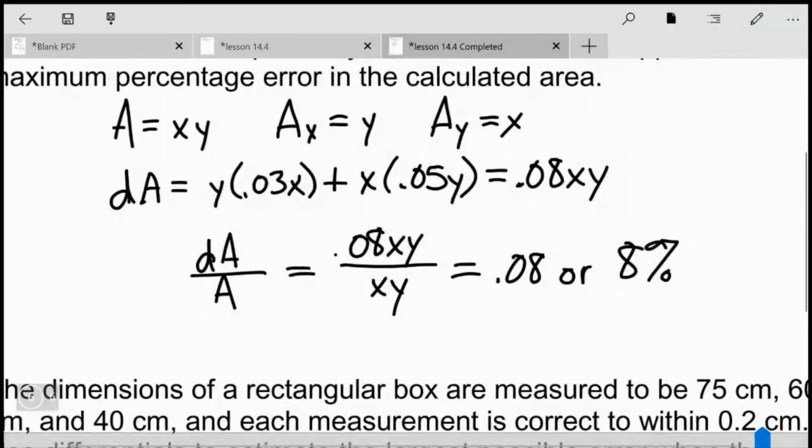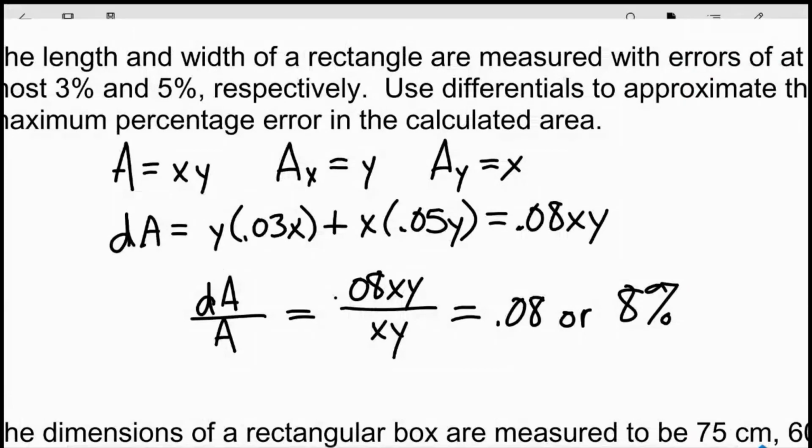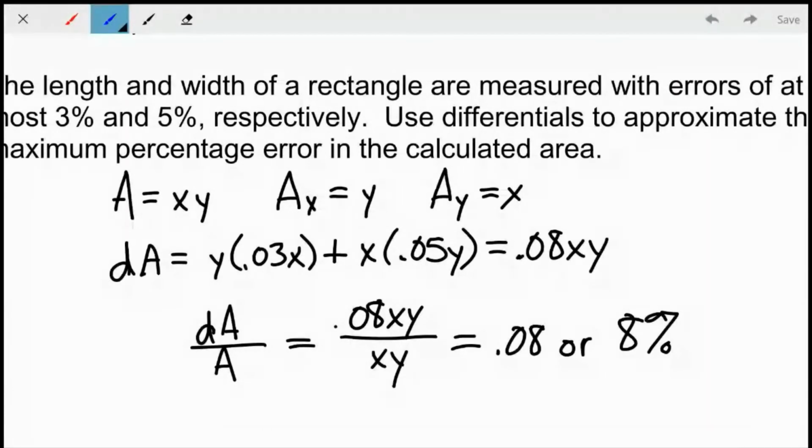Okay, so here's what you should have come up with. We've got our x partial and y partial. We've got our differential dA. And so you can see I did my x partial times dx plus y partial times dy. And it ended up simplifying down into this equation that I have here. And this equation is 0.08xy. Okay, so then from that, how do I figure out what my maximum percentage error is?